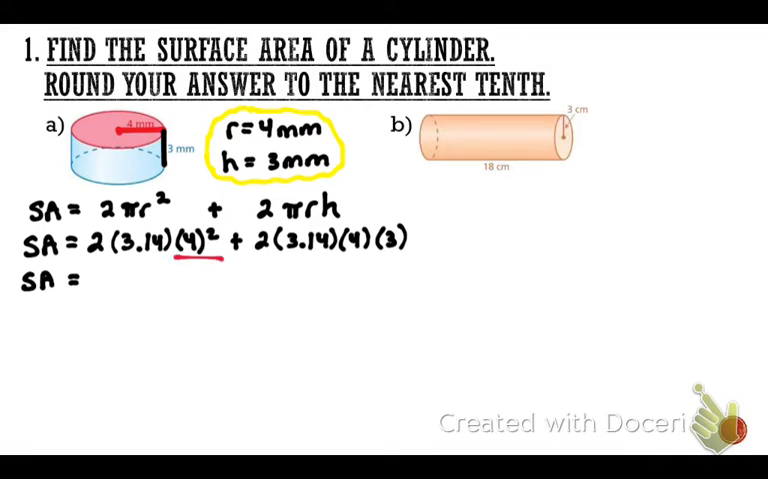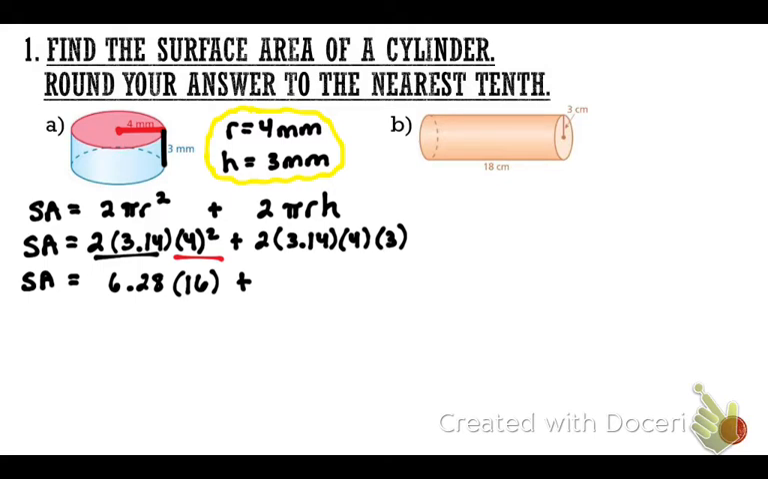Guys, what does 4 squared mean? 4 times 4. What is 4 times 4? 16. Okay, then let's look at this. What is 2 times 3.14? 6.28, okay? And then remember the 4 squared was 16.